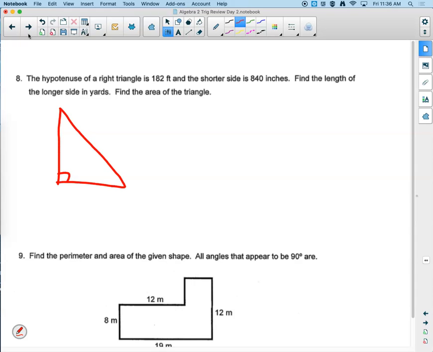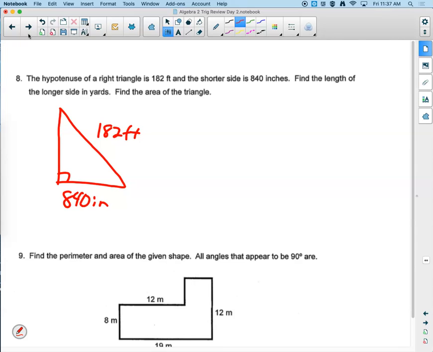The hypotenuse of a right triangle is 182 feet. And the shorter side is 840 inches. Anybody see an issue already? Yes, different labels. Find the length of the longer side in yards, different label again, and find the area of the triangle. So 2 things to do. First, let's put them all in feet. I think that'll make it a little bit easier.